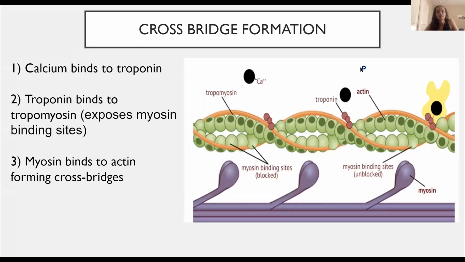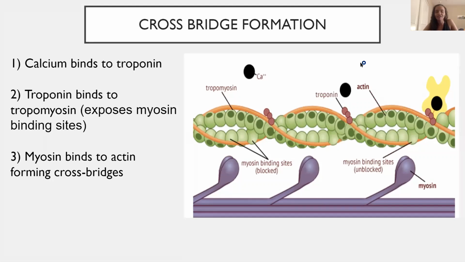Okay, a little more specifically, what happens once calcium is out in the cytoplasm? Calcium binds to troponin, and troponin binds to tropomyosin. Tropomyosin is this orange band that you can see. Once tropomyosin shifts, that exposes the myosin binding sites on the actin. You guys see those, they kind of look like green olives. Those are the binding sites, the dark green part.